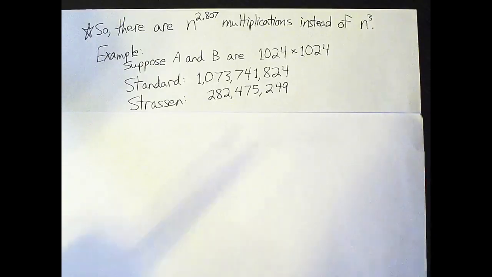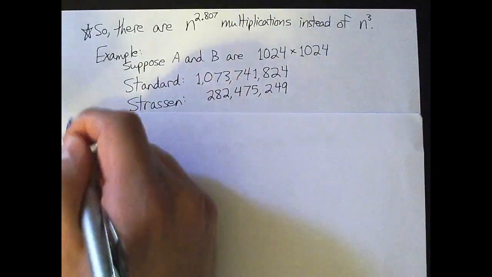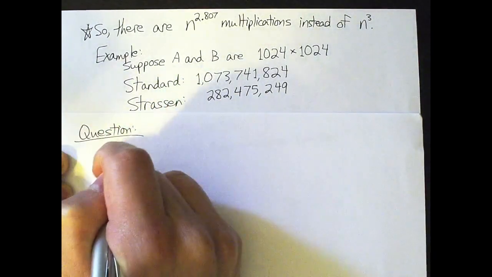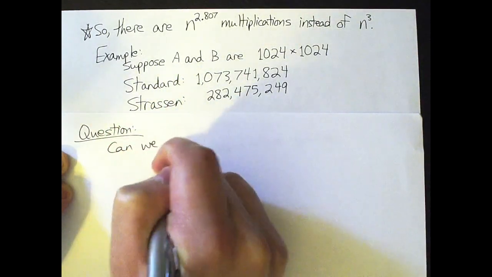Now, Strassen's algorithm, that paper that I showed you, was from 1968. And you might be wondering, is that the end of the story? Like, everybody did standard matrix multiplication, Strassen said, let's do it this way, people started doing it this way. Is that it, or is there more? So that's the question: can we do better? Can we do even better than Strassen's method? So let's talk about this some more.